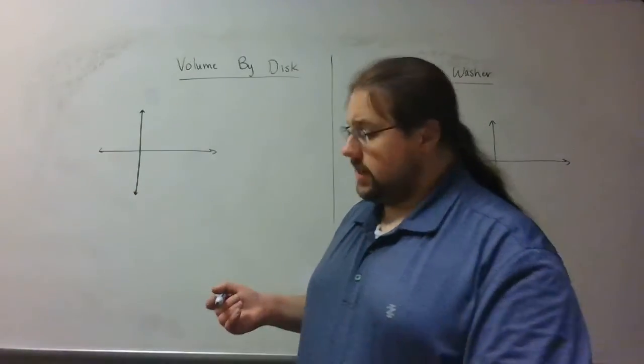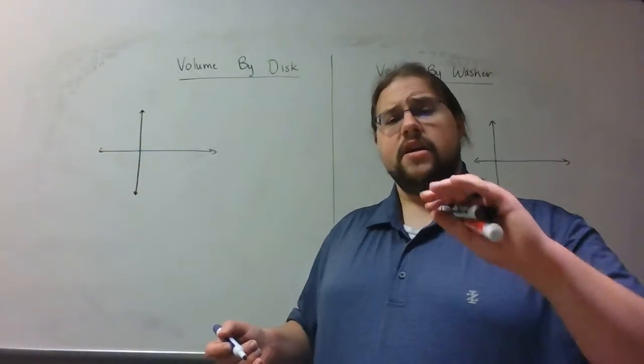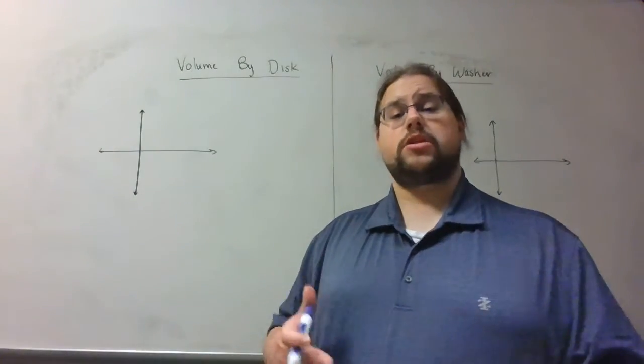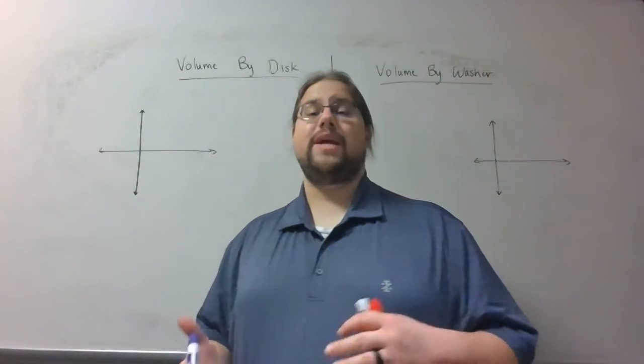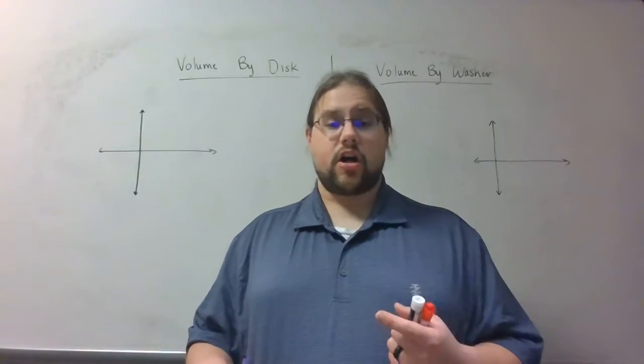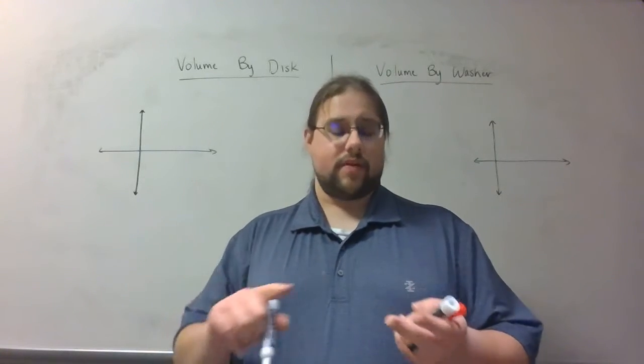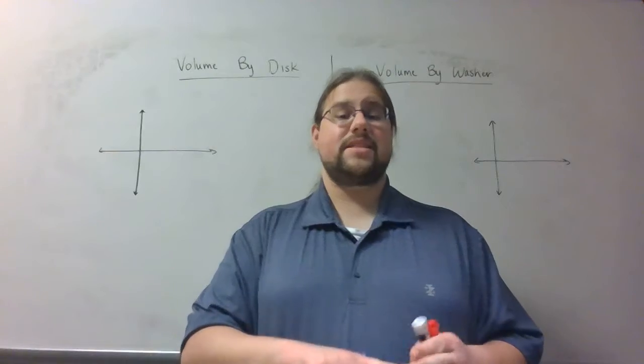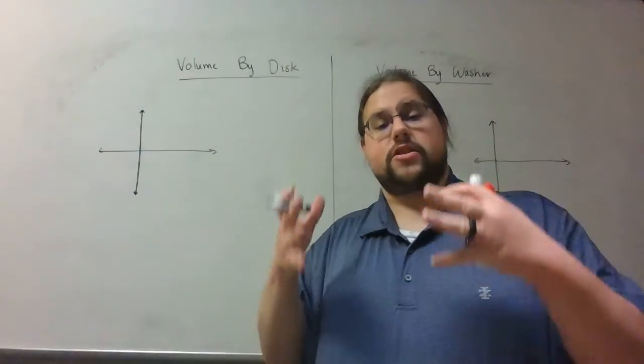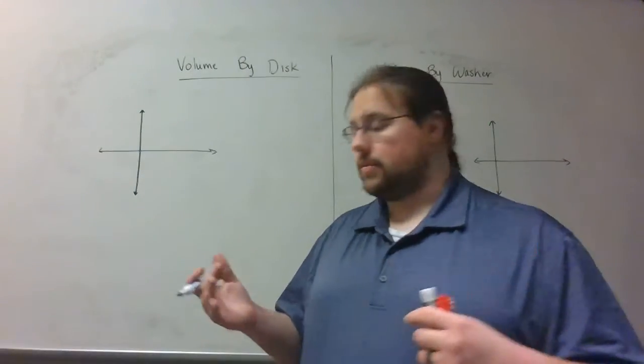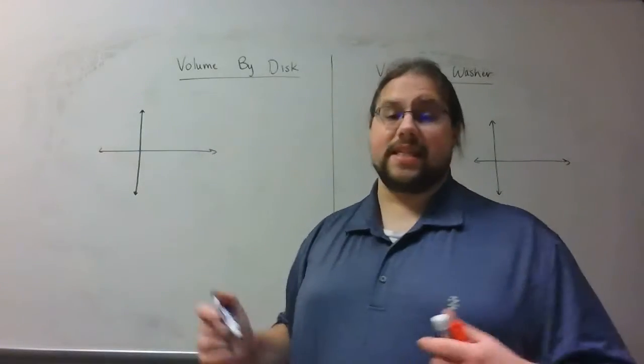So here's what I'm going to do. Volume by disks and volume by washers are very, very similar to the way we did area of a curve or area between curves, as well as very similar to the way we did cross sections, because all of these are geometry based, and so they're all going to be similar. What I'm going to do first is talk about the disk method.